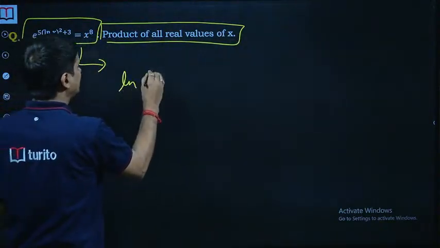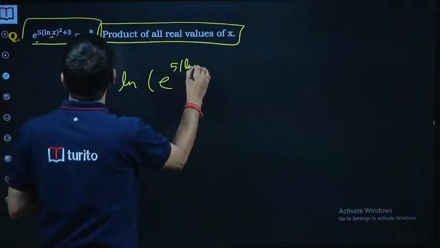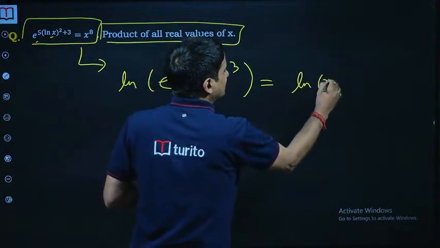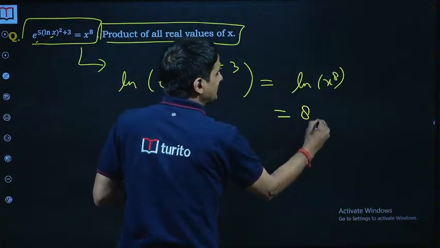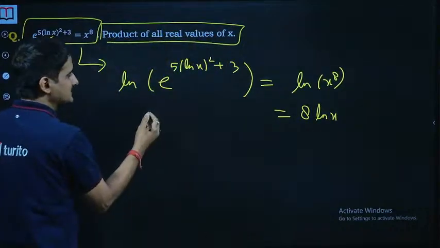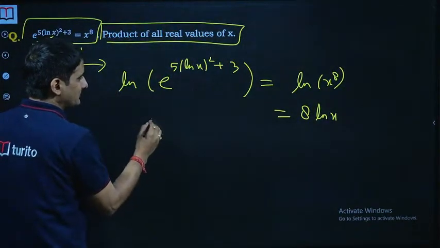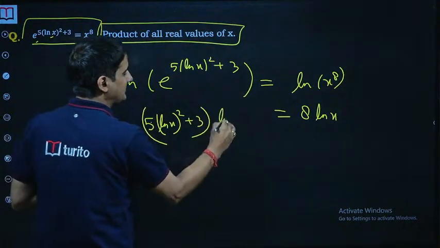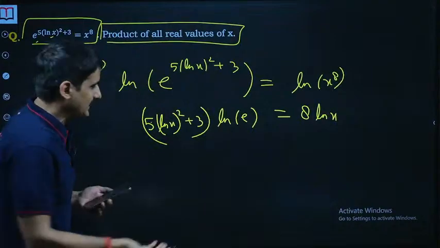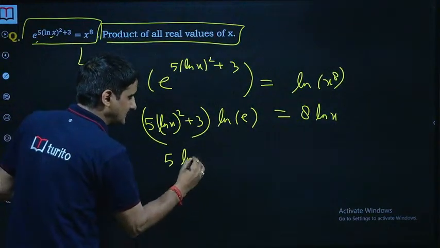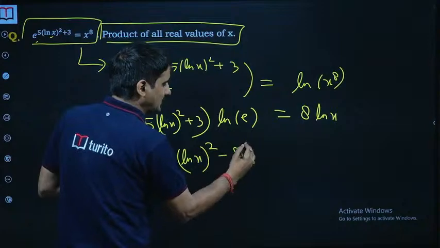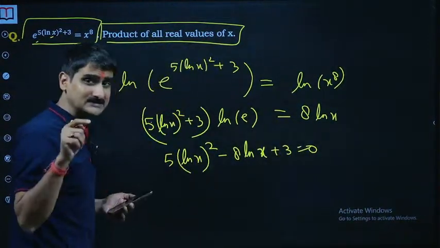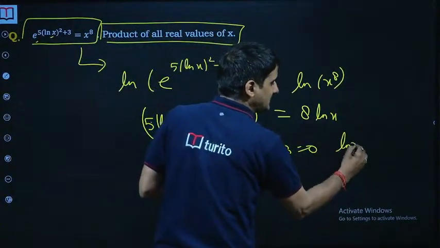So if you take ln both the sides, you get 5 times (ln x) whole square plus 3 is equal to ln of x raised to the power 8. We all know this property, 8 times ln x, and then this is 5 times (ln x) whole square plus 3 into ln e. So that's one. Now see, you have a quadratic in ln x. So minus 8 ln x plus 3 equal to 0, and ln x is the variable, I mean it's a quadratic in ln x.